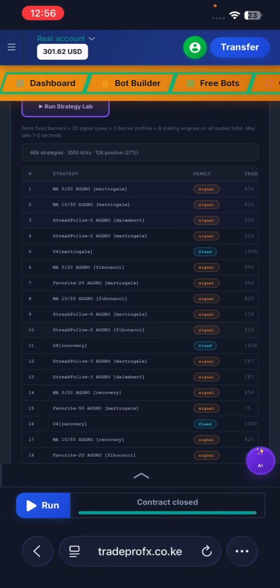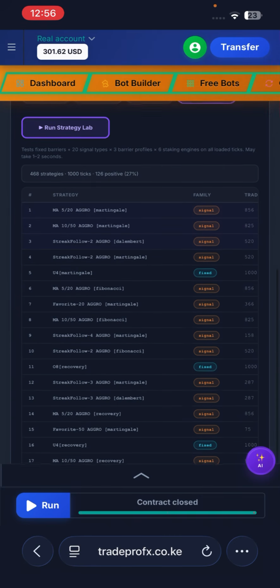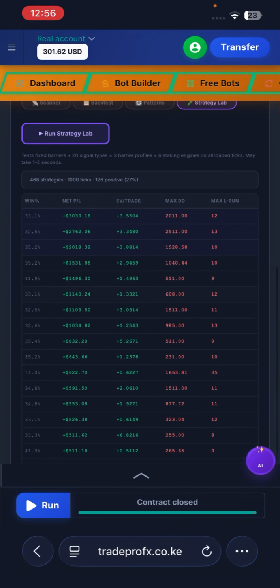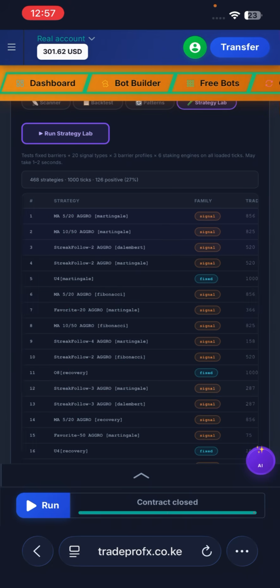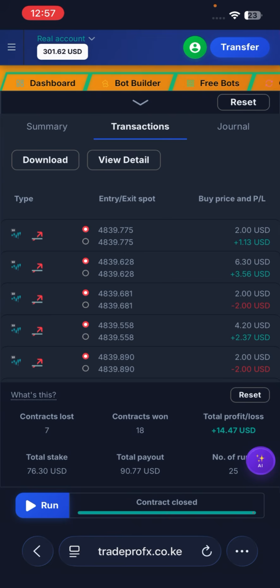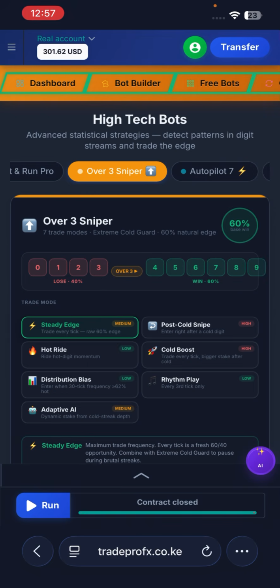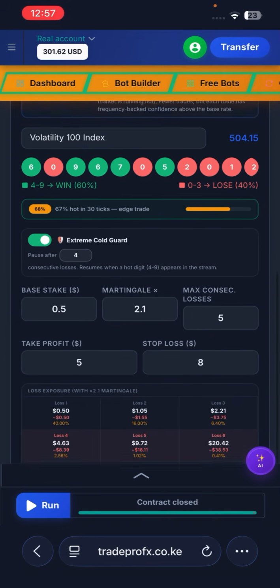So most of like that bot for over 3 sniper, some of its strategies are also here and are the ones on top here, and that's why you can see we have made something out of it. So I'm very pretty sure even if I give it more strategies, it will always select for me the best, and I'll know which one I'll make the back end bot using. So we have so many adaptive. We have the steady edge, post cold, we have the cold boost, rhythm pray. Use them, the digit distribution, all these ones.